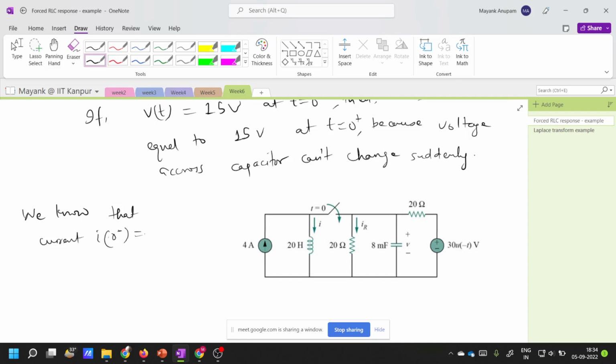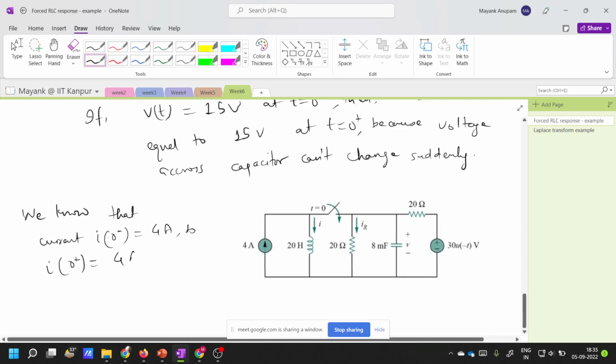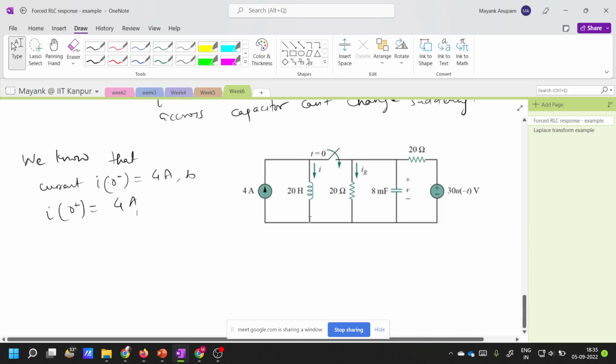I of 0 minus is equal to 4 ampere. So I of 0 plus is also equal to 4 ampere. Fine. Okay, now what is the voltage? So now I need a derivative, right? I need a derivative in this case.